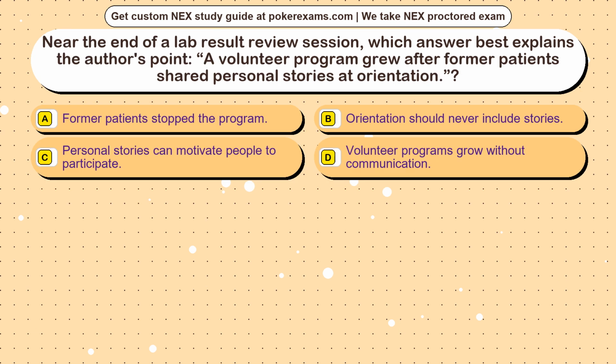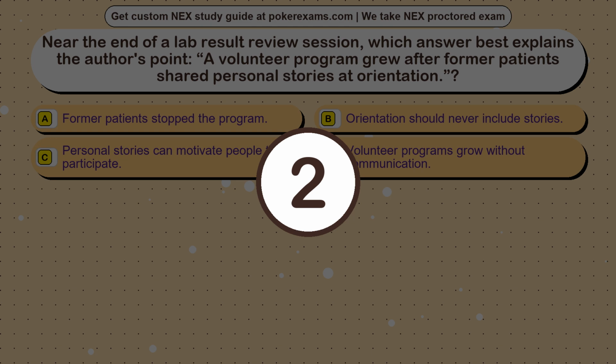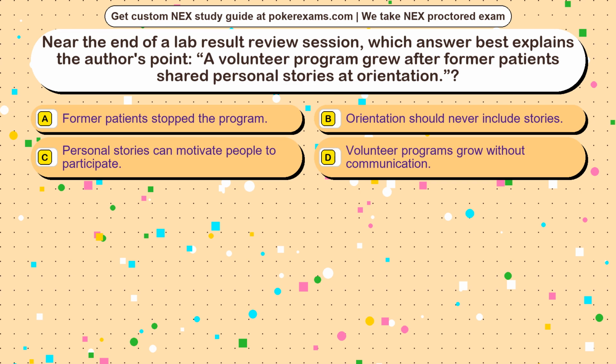Question 19. Near the end of a lab result review session, which answer best explains the author's point? A volunteer program grew after former patients shared personal stories at orientation. Option A, former patients stopped the program. Option B, orientation should never include stories. Option C, personal stories can motivate people to participate. Option D, volunteer programs grow without communication. The correct answer is option.